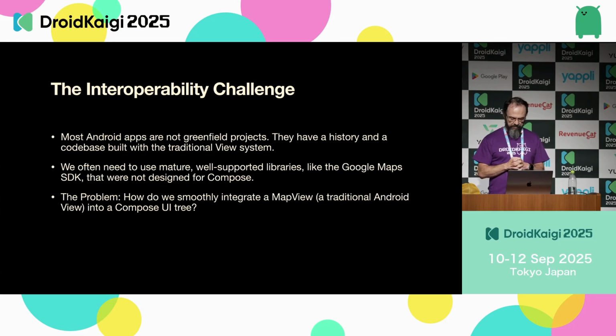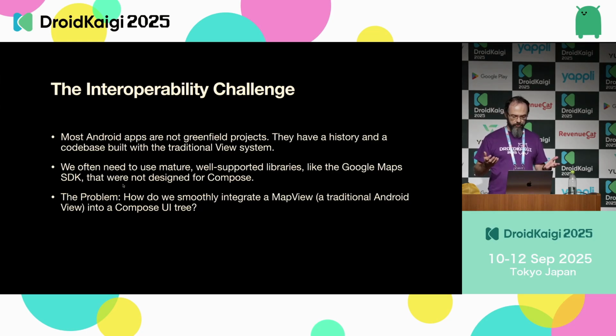Now, we have an interoperability challenge. Most Android apps are not greenfield projects. They have a history and a code base built with the traditional view system. Sometimes we might have it combined. Part of the application is written with the view system, part of it, the new components maybe with Compose, and they need to interact with each other.